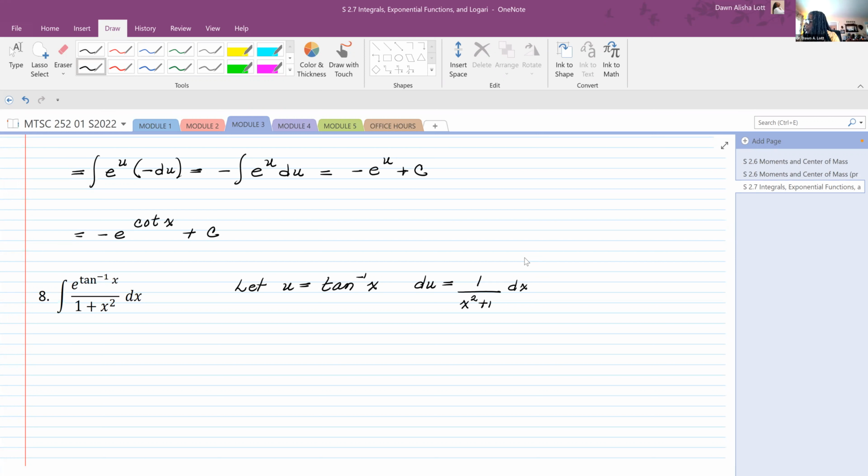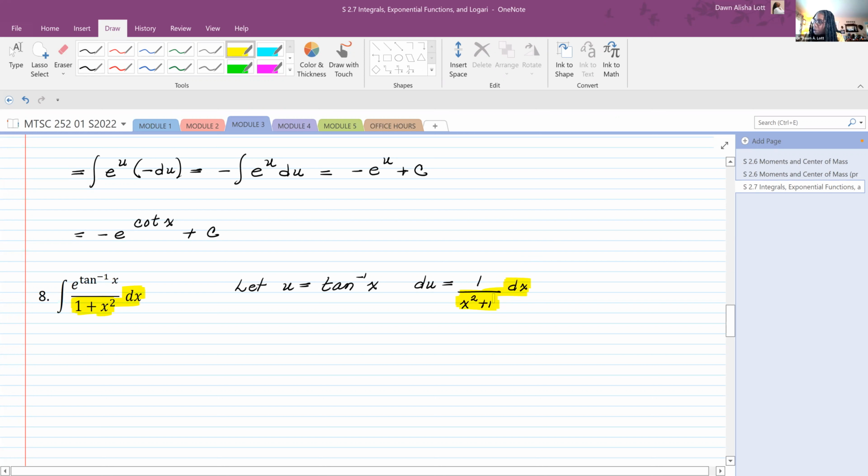Okay. I think I see that in my problem. There it is. So I'm done. This is the integral of e to the u, and 1 plus x squared in the denominator times dx is just du. This becomes e to the u plus a constant. So my answer is e to the tan inverse of x plus a constant. So those are the kind of problems I need you to practice for this section.